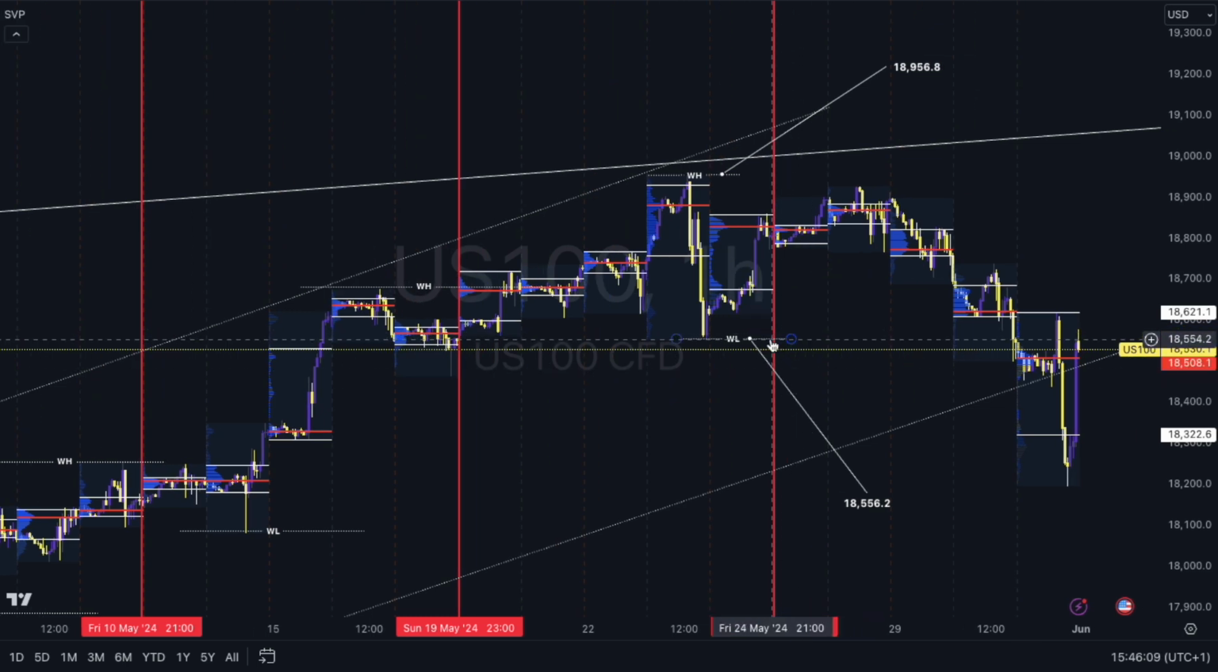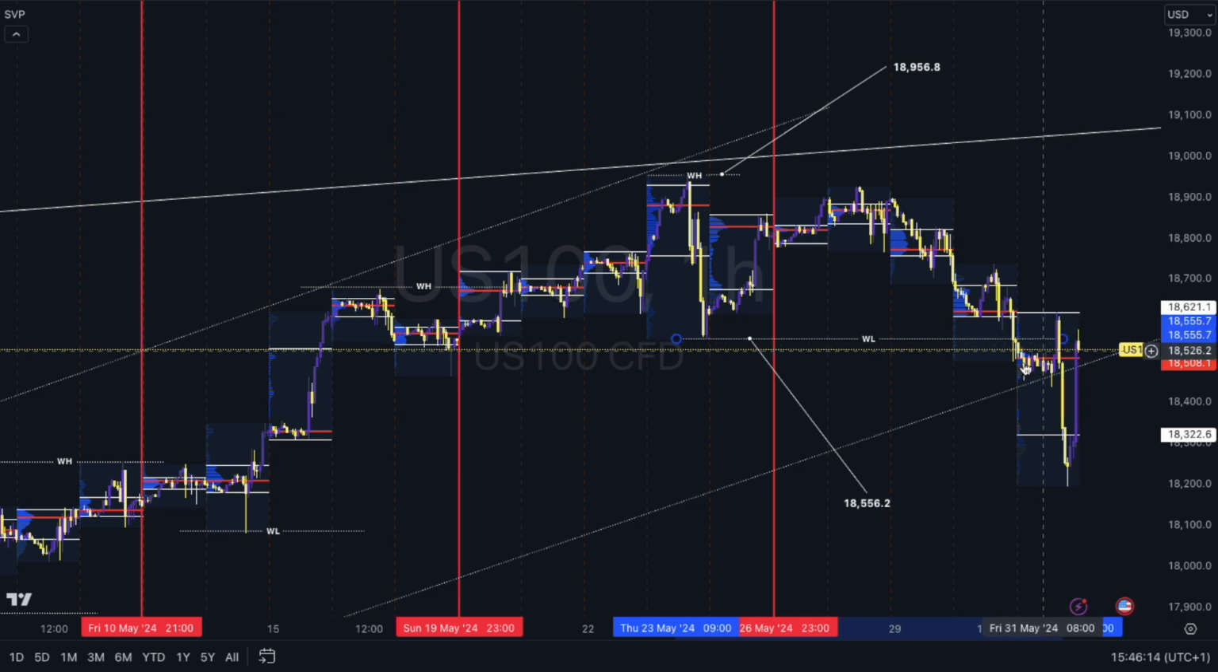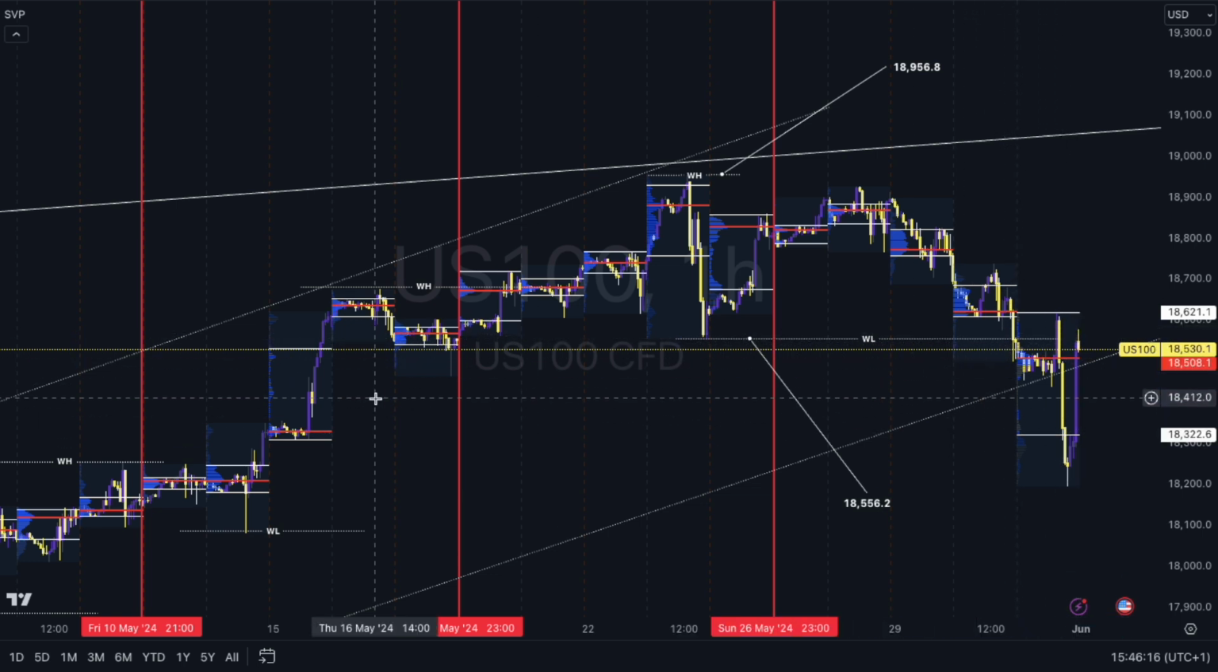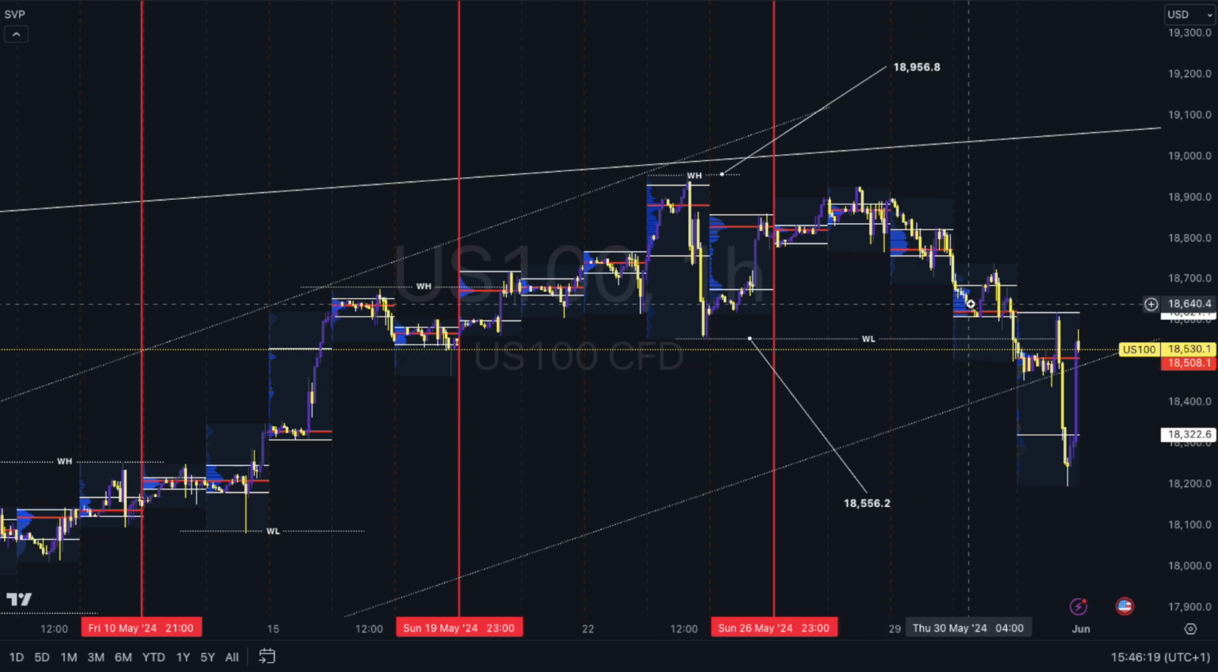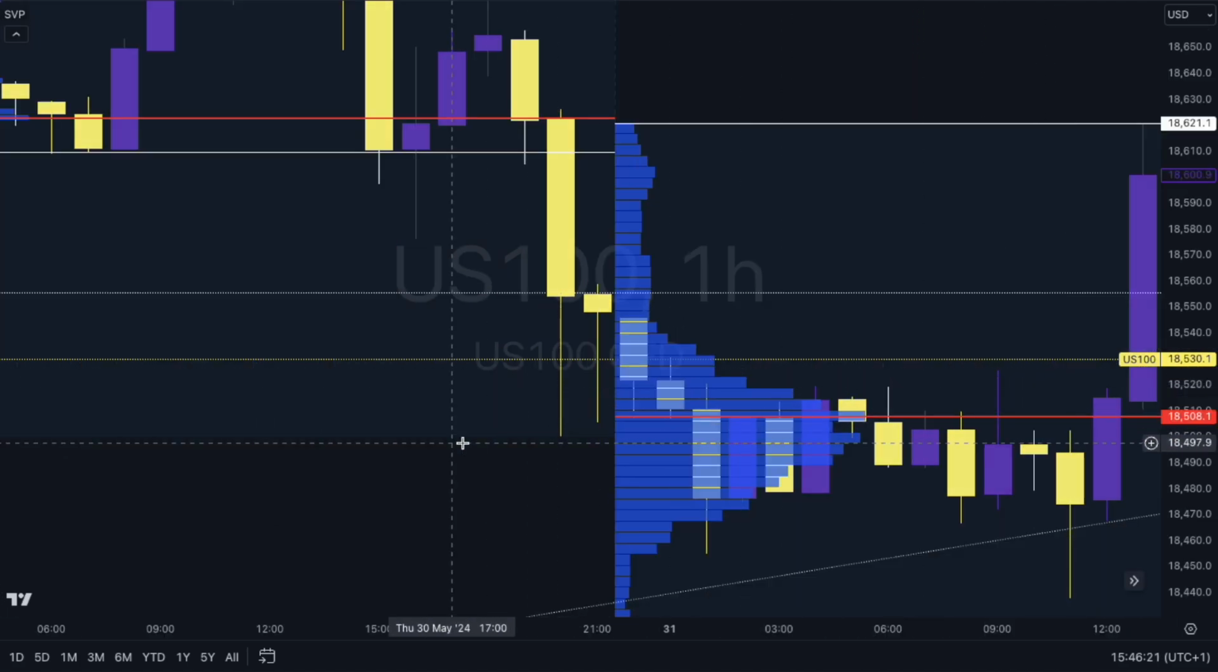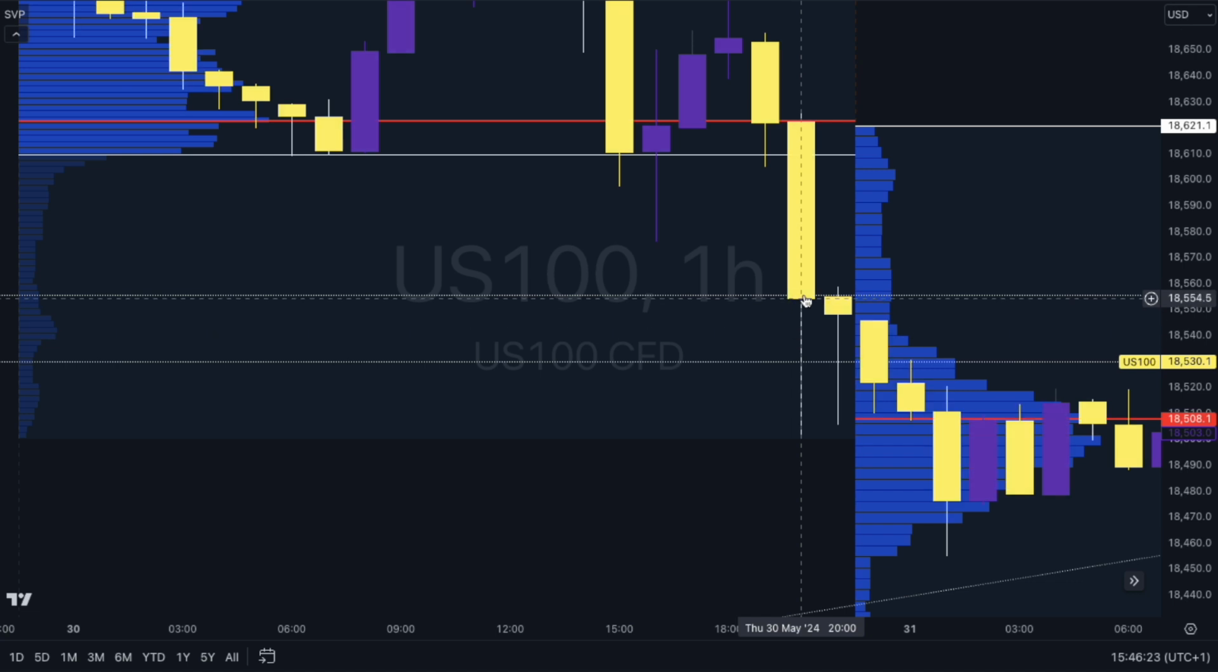So let me get rid of this, right? So we got that move on the Thursday. On a Thursday was when we actually got the close below the previous week's low. So that was this level right here, right? So we took it out right here, and then obviously it opened up.